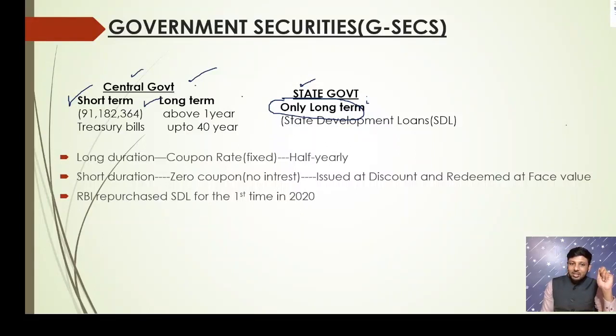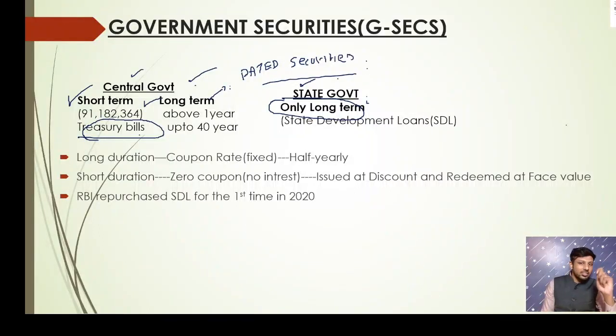Everything is a government security, but the technical term used to refer to a short-term government security is treasury bill. For the long term, if the central government is issuing the government security, then it is known as dated securities. Mind my handwriting, I am sorry for my handwriting. And if the state government is issuing the government security for the long term, then it is known as a state development loan. You should be conscious about this term.